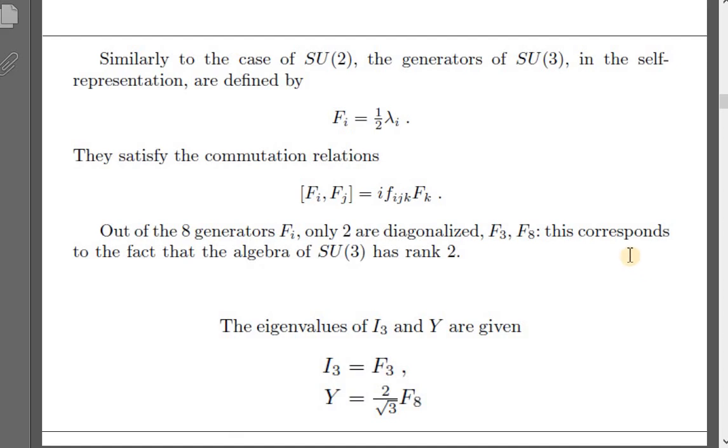Now, similarly to the case of SU2, the generators of SU3 in the self-representation can be defined like this. F_i is half of lambda_i, which satisfy the commutation relation [F_i, F_j] = i f_ijk F_k. Now out of the 8 generators F_i, only 2 are diagonal, F3 and F8, which corresponds to the fact that the algebra of SU3 has rank 2. The eigenvalues of I3, the third component of isospin, and hypercharge can be written as this.